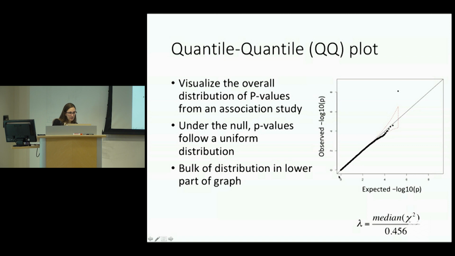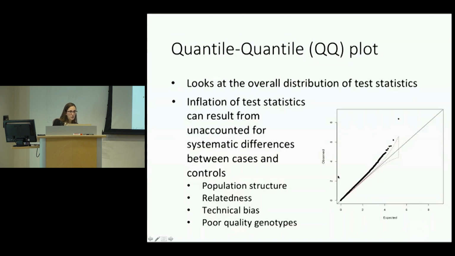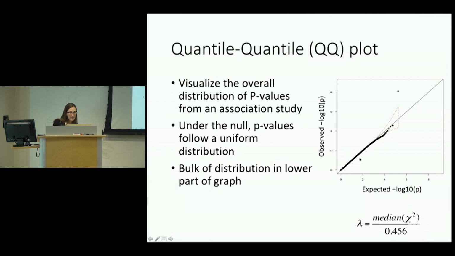Under the null, under no association, you expect that the dots, where each dot is an association result, and it's a minus log 10 p-value, follow this 45-degree line. That indicates that your study test statistics are well behaved. You can also calculate something called the genomic control lambda value, where you take the median observed chi-square statistic and divide it by the expected median chi-square statistic.